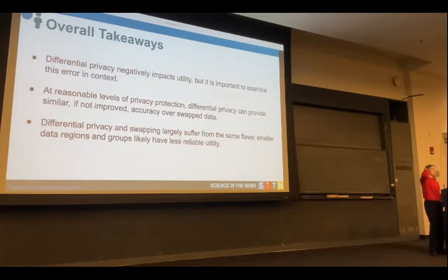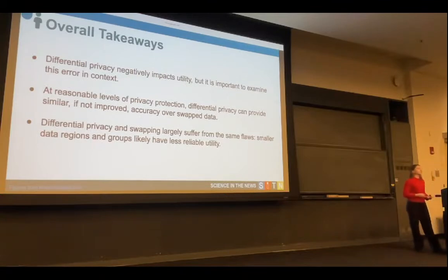So in terms of takeaways from our studies, we see that differential privacy negatively impacts utility. But it's also important to examine this error in context. We have to look at these mechanisms when they provide reasonable privacy protection, since that's the point of their use. And looking at values where they don't do that isn't really worth it. And at these values, we see that differential privacy can provide similar, comparable, if not improved accuracy over swapping.